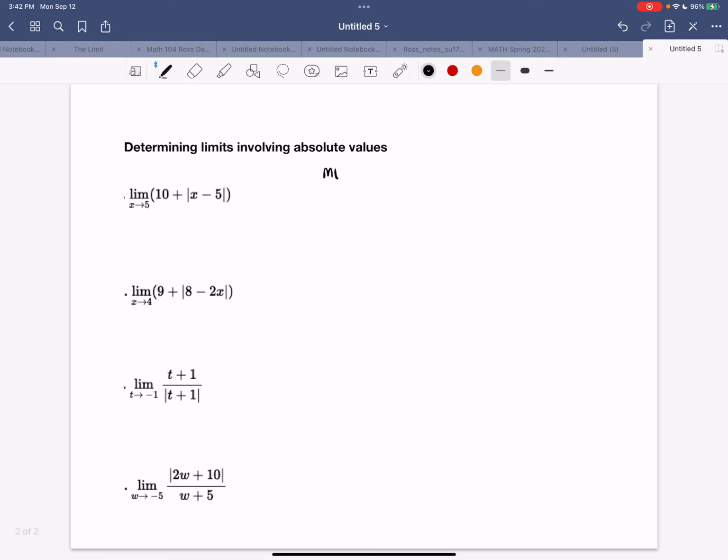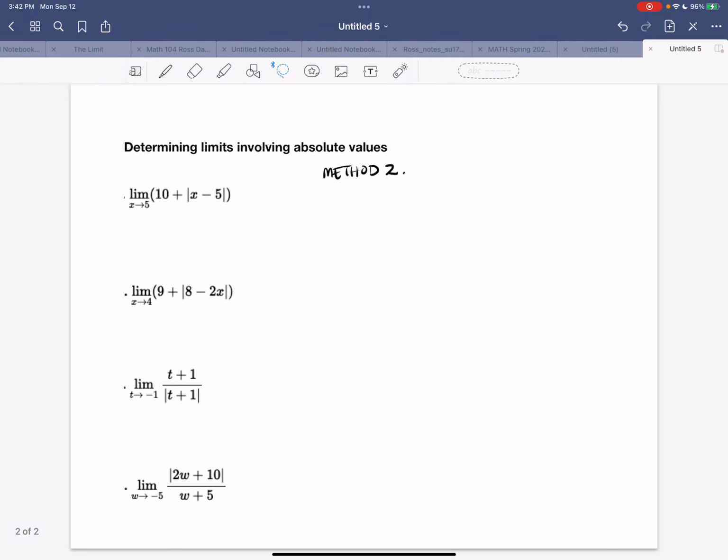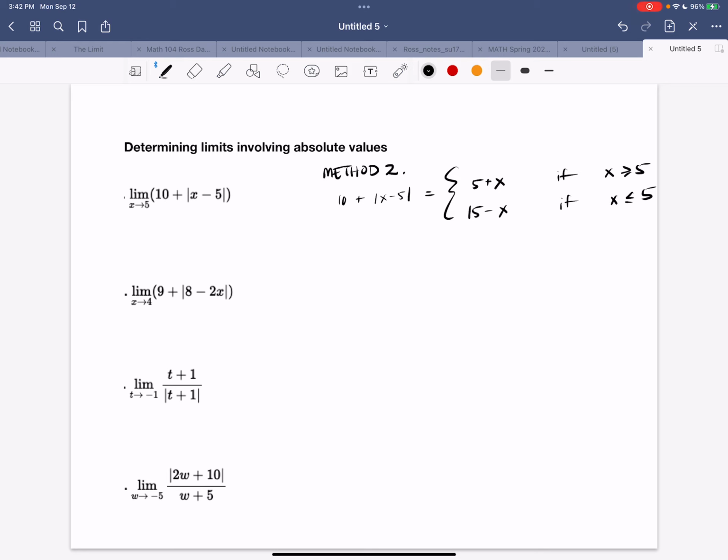So here's method 2. Method 2 doesn't involve a sketch. All we need is this formula right here. We still need to look at left and right hand limits. So I can compute the limit as x approaches 5 from the left. Now, this is where I don't have the picture to guide me, but I think if x is approaching 5 from the left, that means that all of the values of x are less than 5.